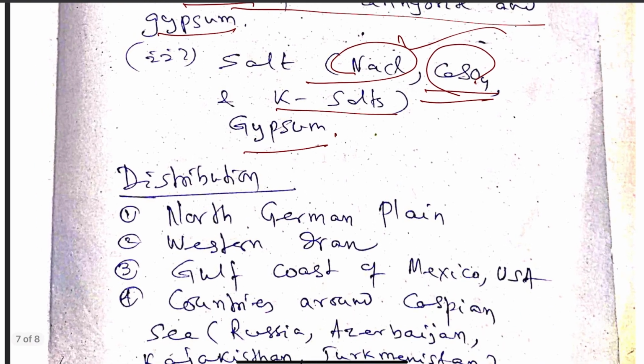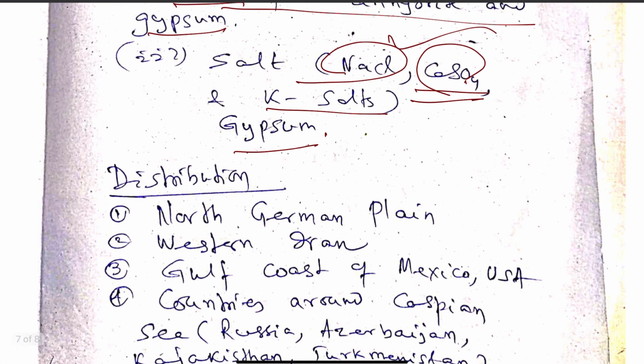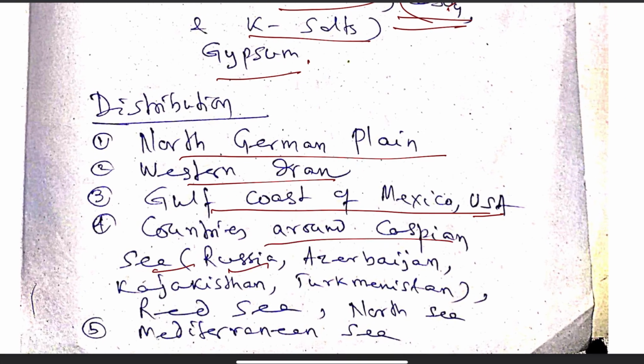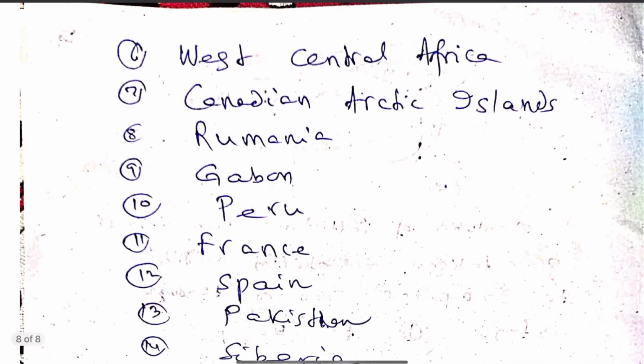Where are these salt domes found? They are found mostly in marine conditions in a number of countries in the oceans. These are some of the areas where we find salt domes: North German Plain, Western Iran, Gulf Coast of Mexico and USA. The countries around the Caspian Sea, that is Russia, Azerbaijan, Kazakhstan, Turkmenistan. Besides that, we have the Red Sea area, North Sea area, Mediterranean Sea area. They are the sites of formation of these salt domes.